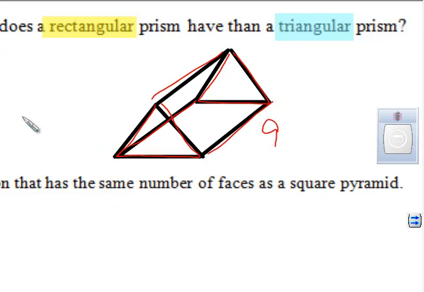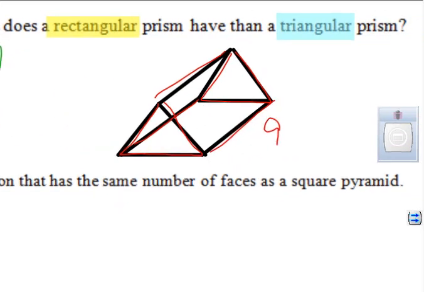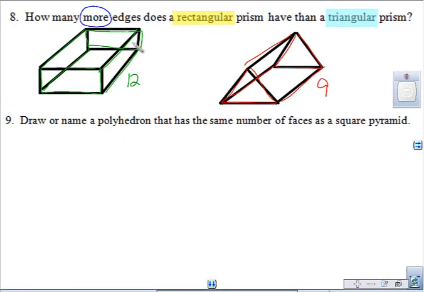Your answer is not 12 or 9. The question is how many more edges does the rectangular prism have than the triangular? So 12 minus 9 is 3. There are 3 more edges in the rectangular than the triangular prism.